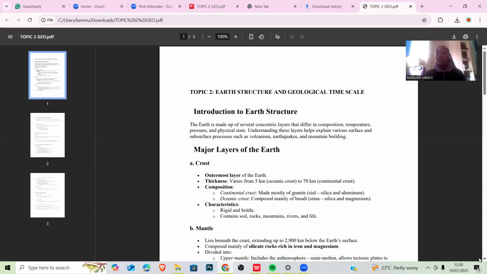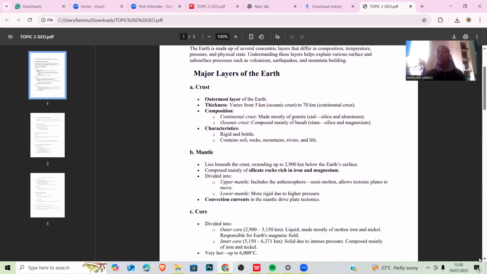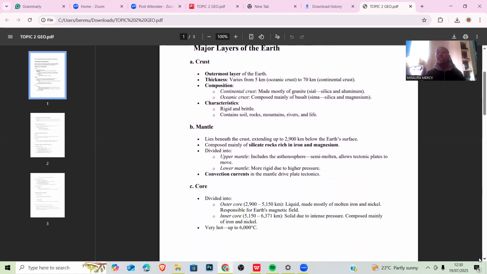So the layers of the Earth include crust, mantle, and core. We start with the crust, which is the outermost layer of the Earth. The crust has a thickness that varies from 5 kilometers to 70 kilometers. Composition: it is divided into two, the continental crust and oceanic crust.